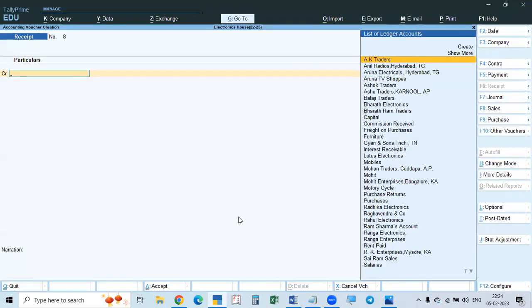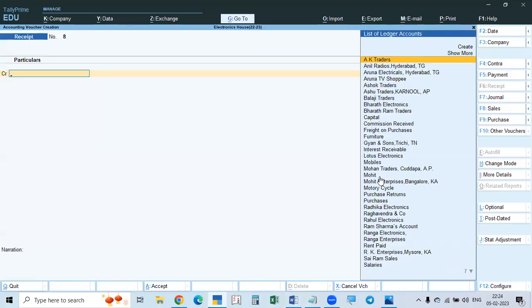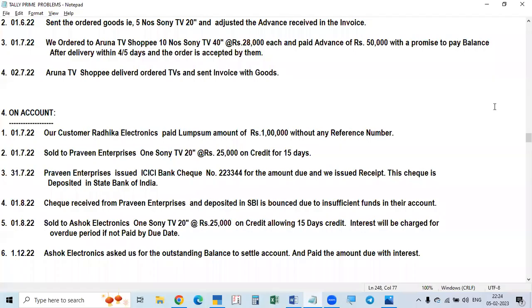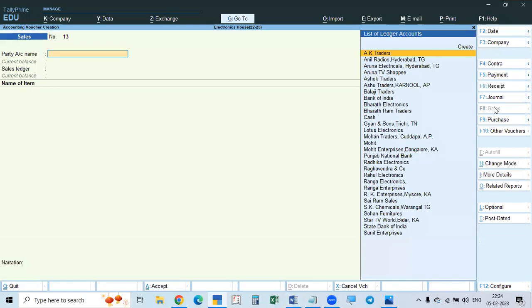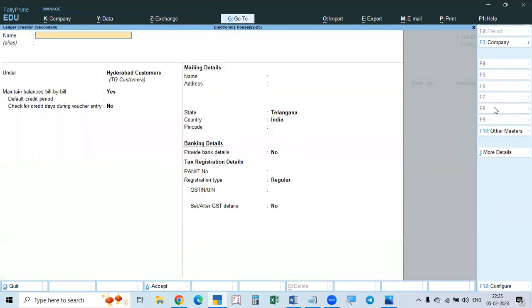How? See the problem. On 1st July, sold to Pravin Enterprises one Sony TV 20 inches at 25,000 rupees on credit for 15 days. So we make the entry. Which way do we have to make the entry? Sales means F8. You have to click sales, or F8. So you have credit sales, and the date is the same date, 1st July. Name is Pravin Enterprises. Pravin Enterprises is not there, so we have to create it with Alt C.